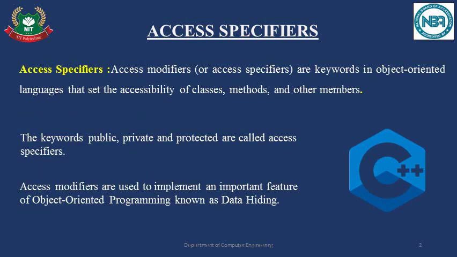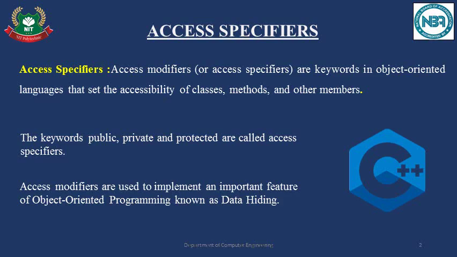Access specifiers, also called access modifiers, are the keywords in object-oriented languages that set the accessibility of classes, methods, and other members. The keywords public, private, and protected are called access specifiers. Access modifiers are used to implement an important feature of object-oriented programming known as data hiding or encapsulation.